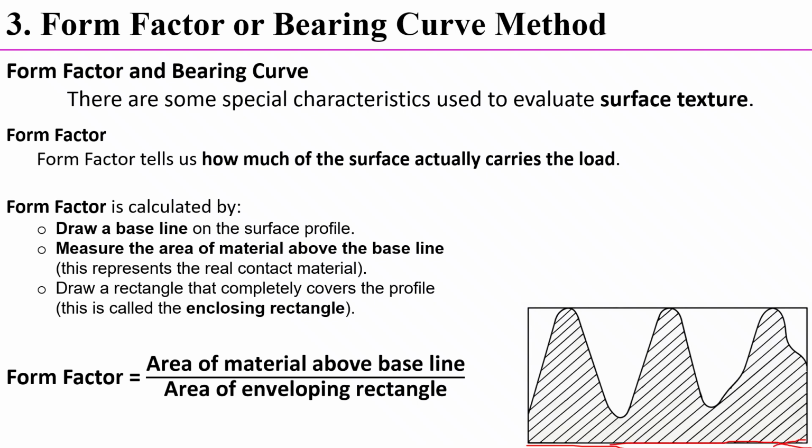So first I have to draw a baseline and measure the area above this baseline. The surface irregularities area we have to consider. Then we have to draw one rectangle which covers the complete surface profile. Then form factor is defined as the area of the surface irregularities divided by the area of the rectangle. So form factor equals the area of material above the baseline divided by the area of the enveloping rectangle.